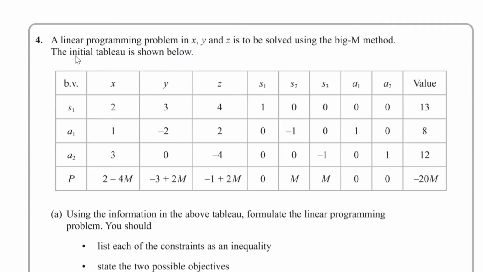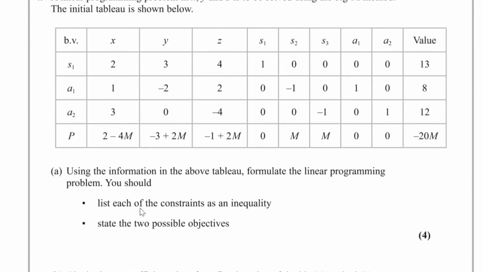Question number 4. A linear programming problem in X, Y, and Z is to be solved using the Big M method. The initial tableau is shown below. For part A, using the information in the above tableau, we have to formulate a linear programming problem. You should list each of the constraints as an inequality and state the two possible objectives.